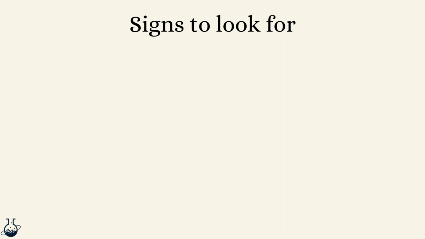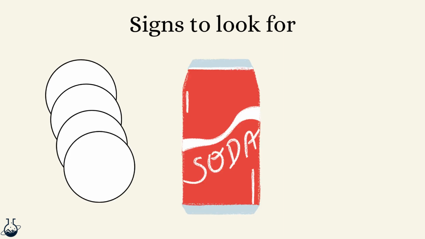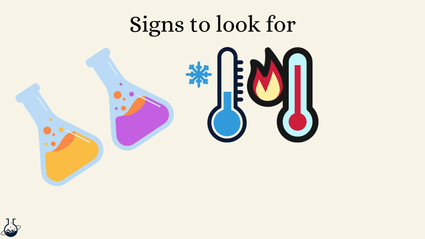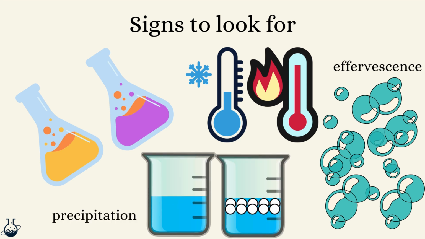How do we know a chemical reaction is in progress then? Well, there are some signs to look out for. I'm sure you've seen mints before, and when these are dropped into soda, it fizzes a lot. Signs a chemical reaction is happening include a change in colour, a change in temperature. Some reactions release energy to get hotter, or some take in energy to feel colder. Fizzing, otherwise known as effervescence, or a solid might form when liquids react. This solid is called precipitation.